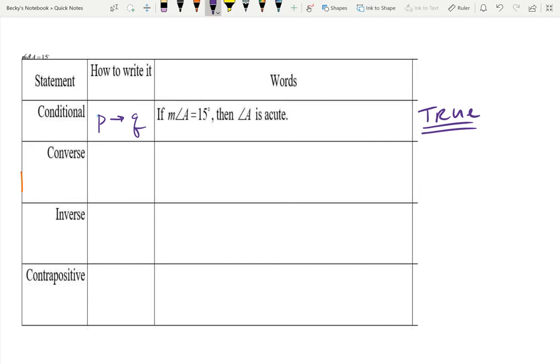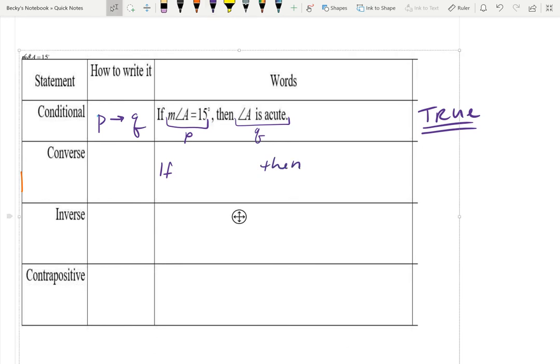Okay, now, converse, this is something new. What we're going to do is we're going to take the value of P and whatever the value of Q is, and we're going to interchange them. Now, the word if always stays in the beginning. The word then always stays here in the middle. But we're going to flip the two ideas. All right, so the symbols for this is Q, then P. We're going to switch the Q and P around.